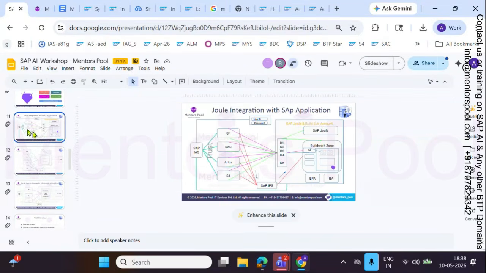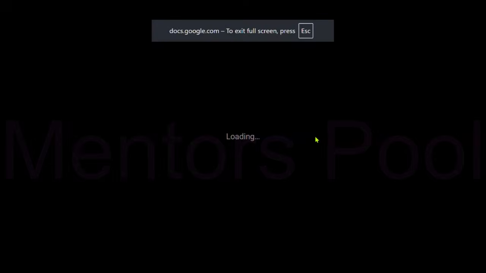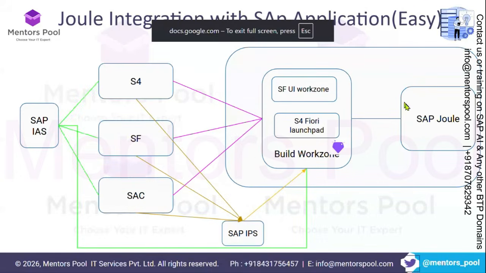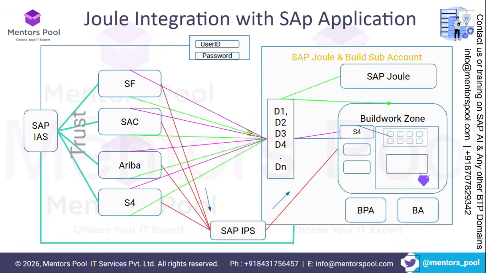Okay. So now, to achieve this integration, what all things do I need? I need SAP Joule, which I showed you in a subaccount. And SAC, I'm saying, right? One second, I'll go to this diagram. I have SAC, I have IAS, everything I have in my landscape. Now, how will we start this integration?